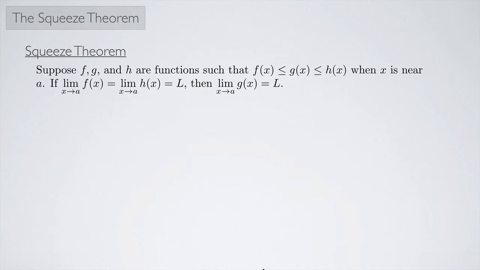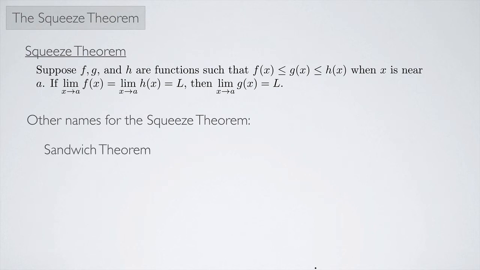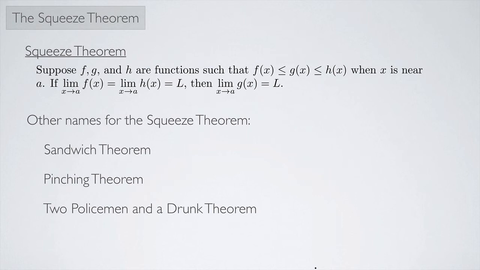Then, if the limit as x approaches a of f of x equals the limit as x approaches a of h of x, and we'll call that L, those are the outside functions here. That would be the f on the outside and the h on the outside. Then the limit of the function in the middle, the g of x, as x approaches a, also has to be L. And you might see some other names for the Squeeze Theorem, such as the Sandwich Theorem or the Pinching Theorem, or my favorite, the Two Policemen and a Drunk Theorem.